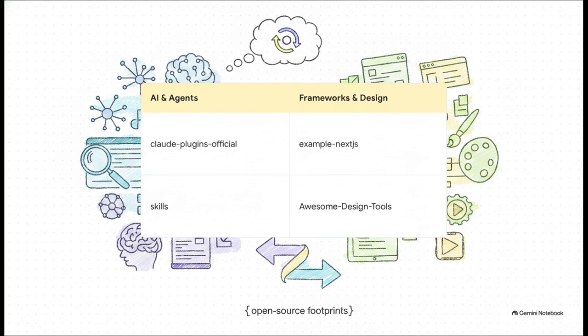But then on the design and framework side, there's this equally intense focus on front-end frameworks and user experience. We see things like an example Next.js build and a fork of awesome design tools. So what does this tell us? It shows us Juice operates right at that sweet spot, the intersection of complex back-end AI logic and beautifully polished front-end Next.js frameworks. They care about the heavy lifting of the AI, but they definitely care about how it actually feels for the end user too.